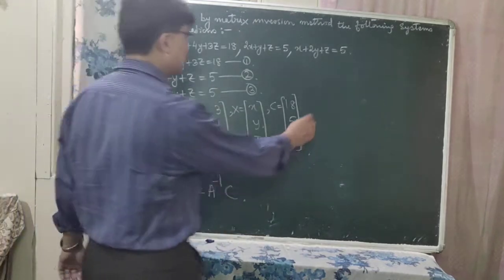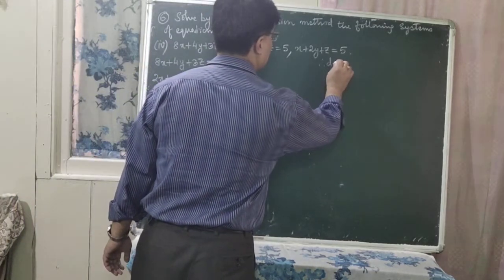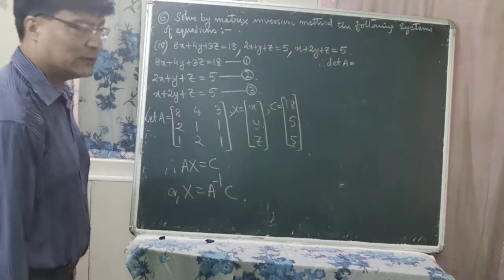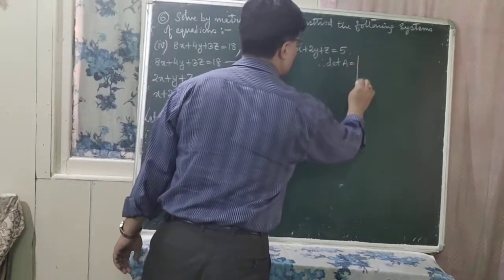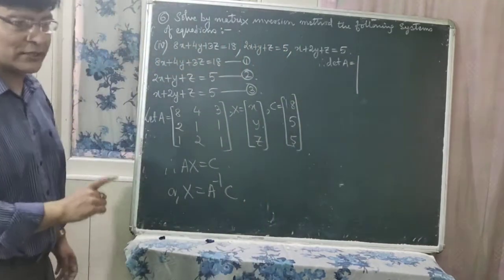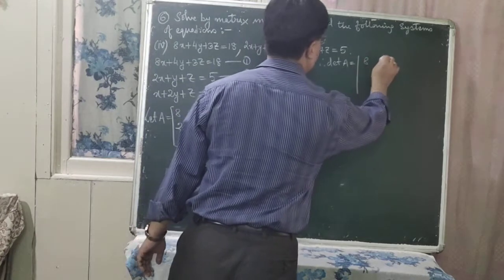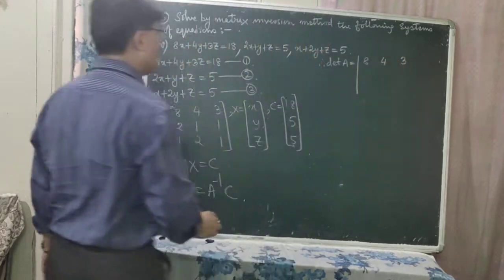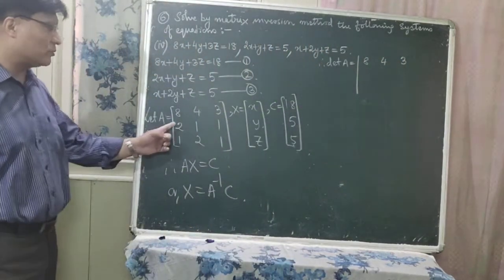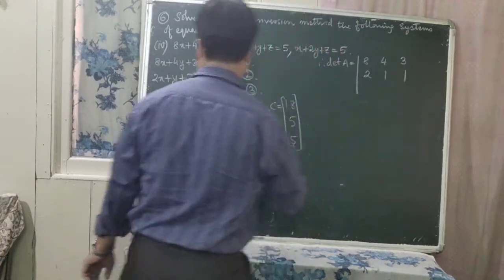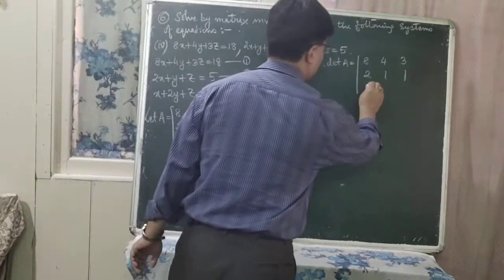Okay, let us find out det A. What is det A here? You can write the given matrix A in determinant form. The first row is 8, 4, 3. The second row is 2, 1, 1. The third row is 1, 2, 1.